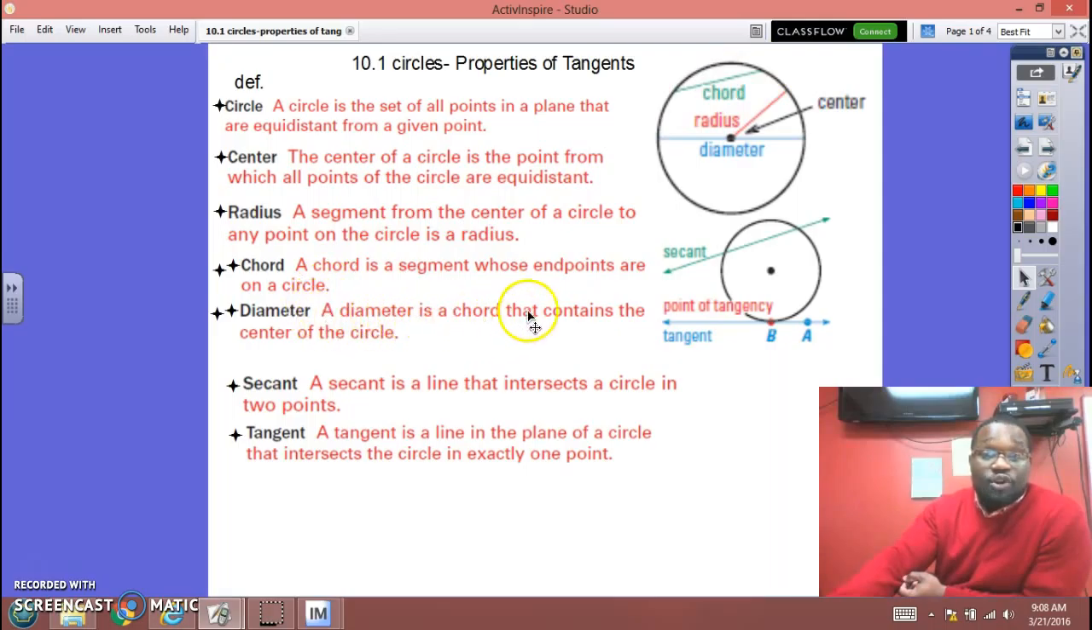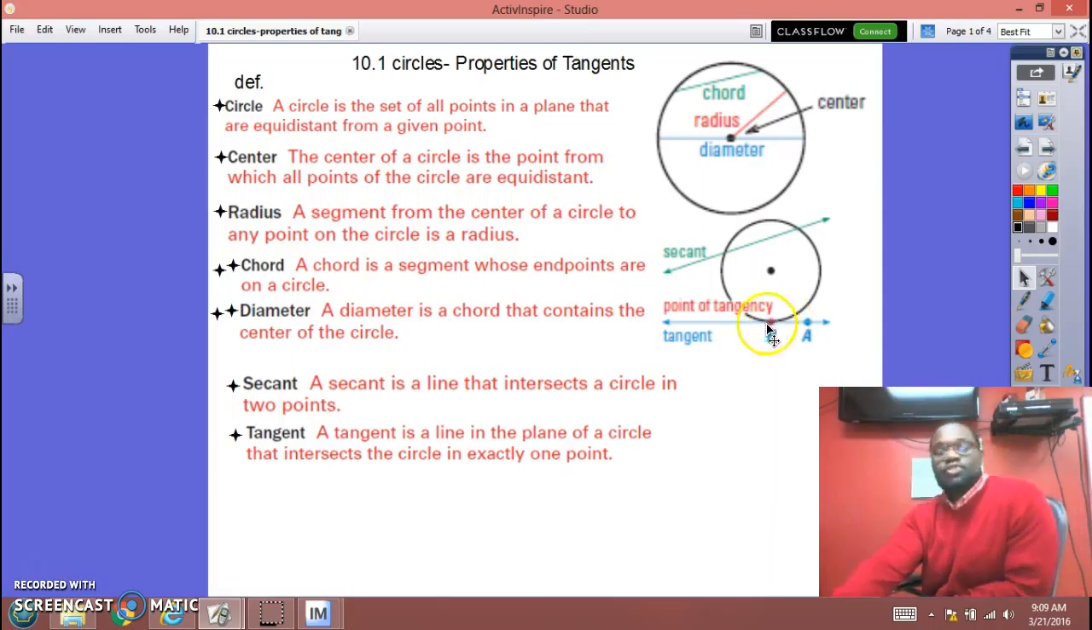A diameter is a chord that contains the center of a circle. So that's the diameter. A secant is a line that intersects a circle in 2 points. So it's a line. A chord and a secant are very closely related. A chord stops on the circle. A secant continues through the circle. All right? A tangent is a line in a plane of a circle that intersects the circle in exactly 1 point. So a point of tangency is that 1 point where a line touches a circle.